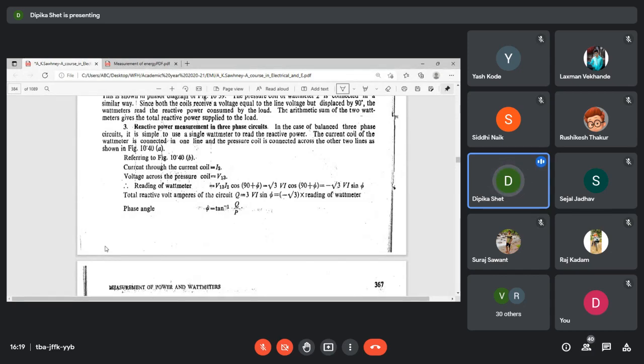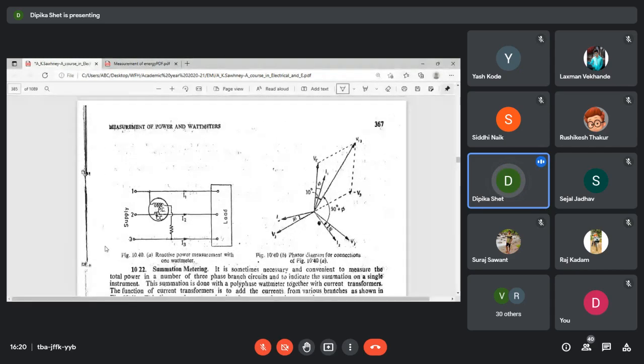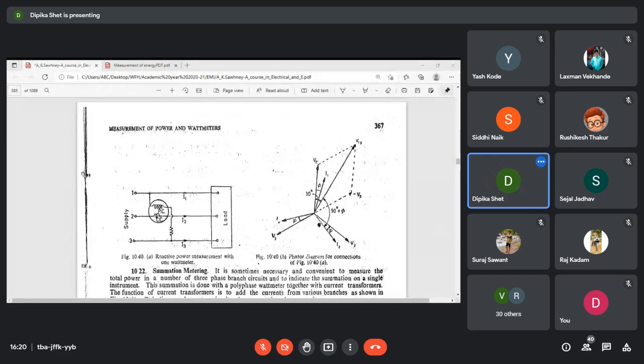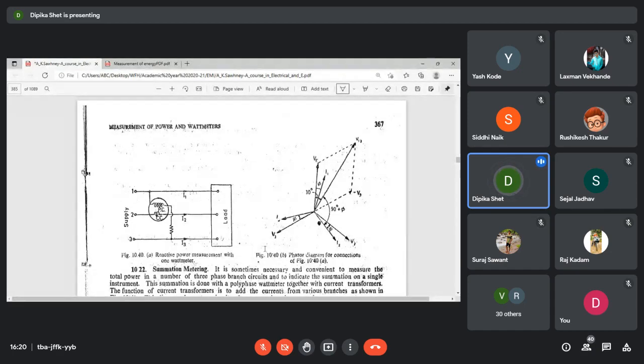Now, similarly, this is the reactive power measurement in case of our single phase circuit. Now, if we have to measure the reactive power in a three phase circuit, how to measure this? This reactive power can be measured in the three phase circuit. Again, there is one condition. What is that condition? In this case, our circuit must be a balanced one. Then and only then can we use a single VAR meter for the measurement of this reactive power.